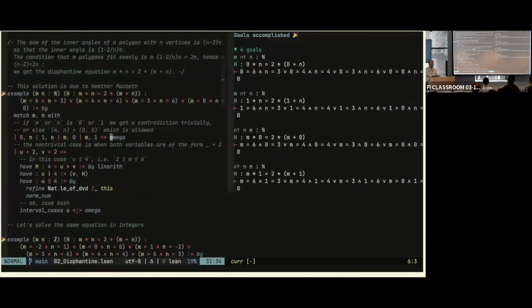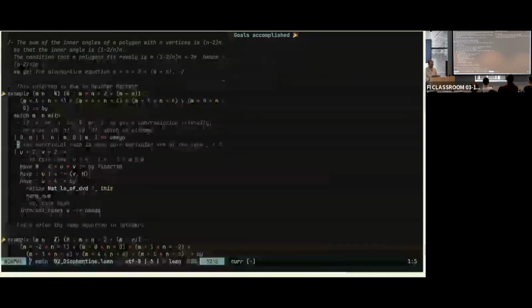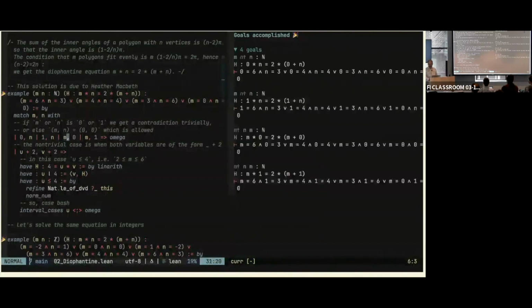So it is specific to the integers, the natural numbers, maybe some other cases, no? No, okay. So now we have the non-trivial case. Omega, I think there is no syntax here. No, the syntax. Why match and end with?